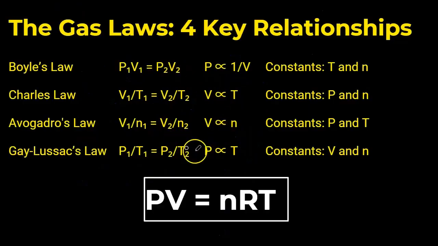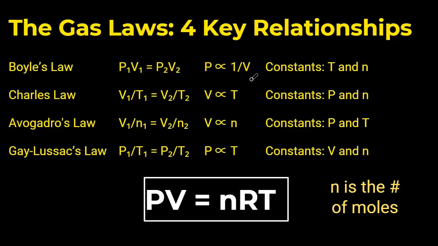Here are the four relationships that we just explored in the PhET simulation. We'll start with Boyle's law, which states that P1V1 is equal to P2V2, which basically means that the pressure is inversely related to the volume. The constants are temperature and the number of particles. Charles's law states that V1 over T1 is equal to V2 over T2, which basically means that the volume is proportional to the temperature. The constants are pressure and the number of particles.